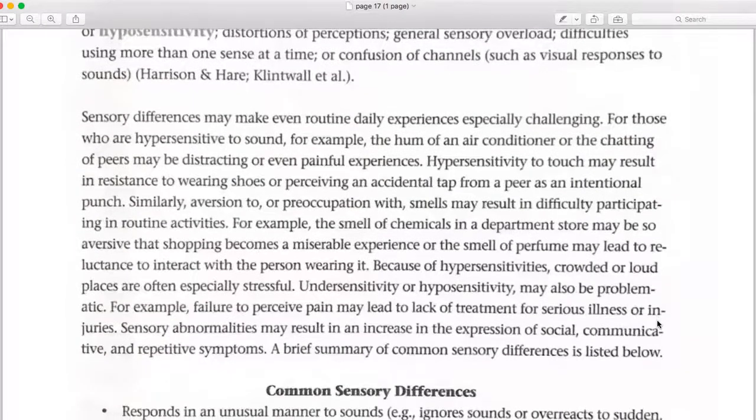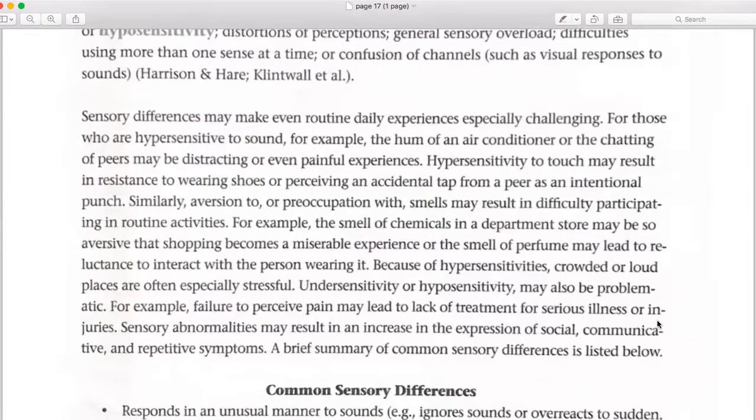Sensory differences may make even routine daily experiences especially challenging. For those who are hypersensitive to sound, for example, the hum of an air conditioner or the chatting of peers may be distracting or even a painful experience. Hypersensitivity to touch may result in resistance to wearing shoes or perceiving an accidental tap from a peer as an intentional push. So it's much more heightened for them.